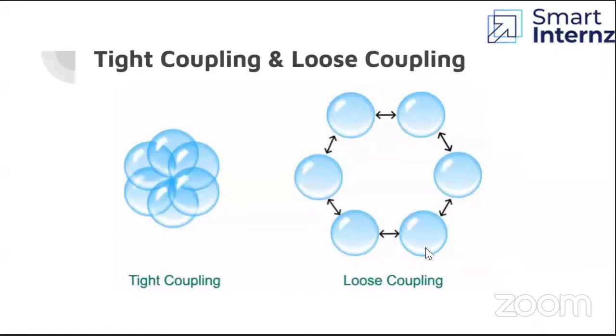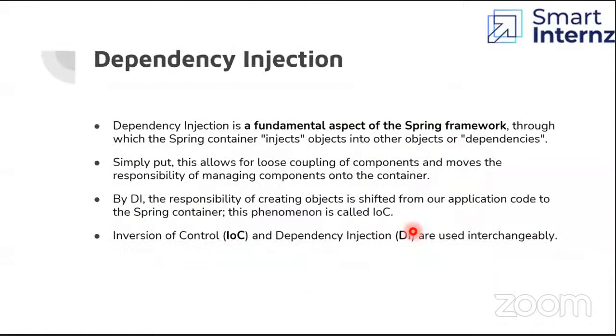That's dependency injection. Now, since you have learned about tight coupling and loose coupling, let's get into dependency injection. It is a fundamental aspect of the Spring Framework, right? In the Spring Framework, let's say we are in class A and we need an object of class B. How do we get this particular class B inside our class A? Can anyone tell me how we do that?